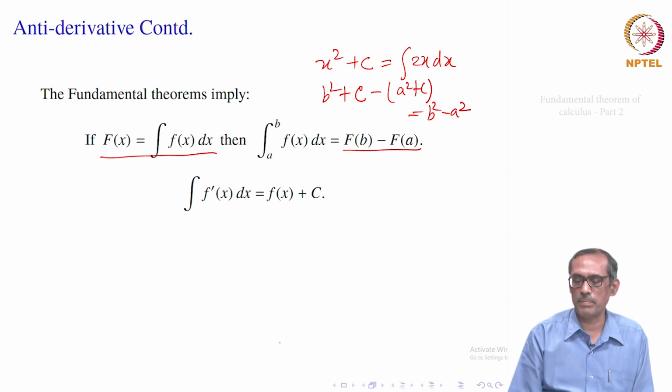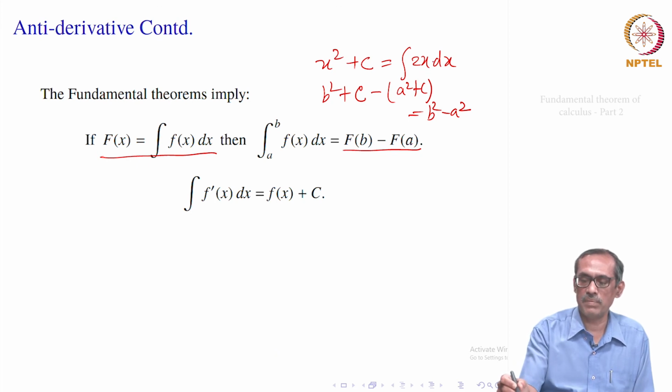That should be equal to F of b minus F of a, where this indefinite integral is x square. So, x square evaluated at b and a and then subtracted. So, we say if F of x is the indefinite integral, then the definite integral from a to b of f of x dx equals capital F of b minus capital F of a.